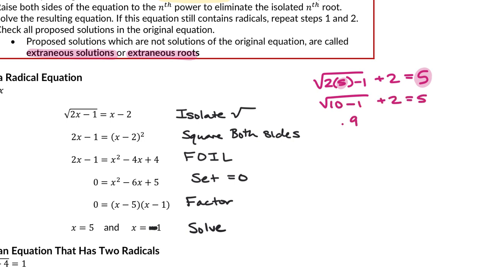10 minus 1 is 9. Square root of 9 is 3. 3 plus 2 is 5. So that one's good. Check. We're all right with that one.